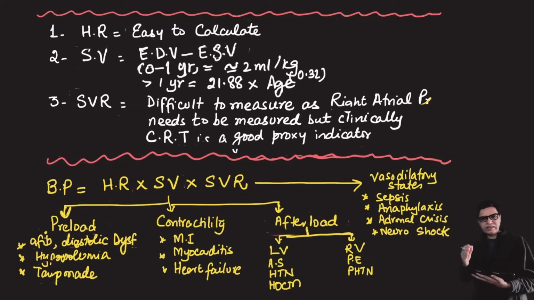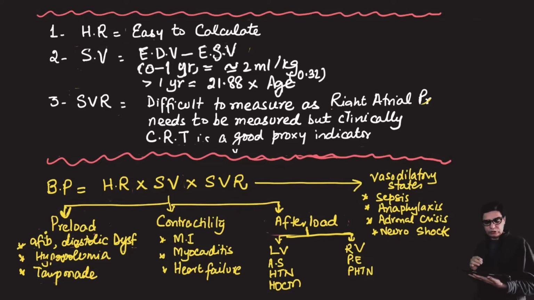So we can easily do it with echocardiography. But let's say you are dealing with a child, you don't know how to use an echo machine, or you haven't got an echo machine, or a point of care ultrasound. What will you do? I will tell you proxy indicators of measuring stroke volume. Number one, you should know what a normal stroke volume is, which again varies with age.